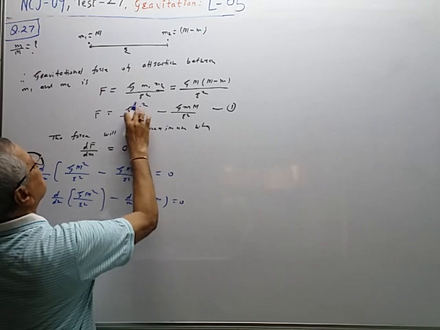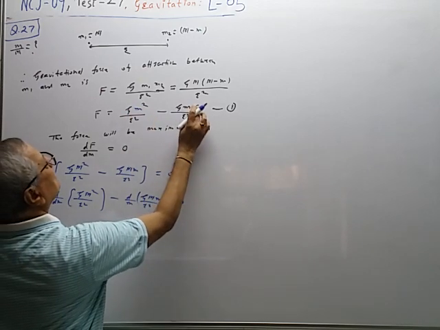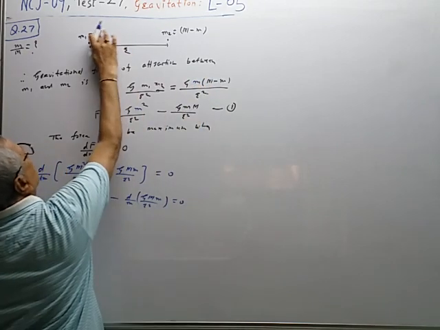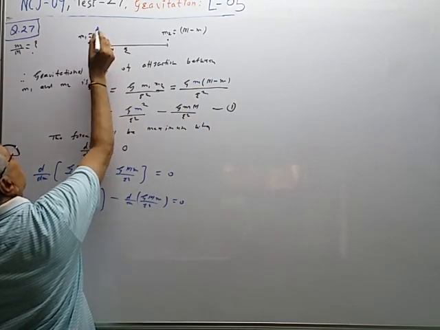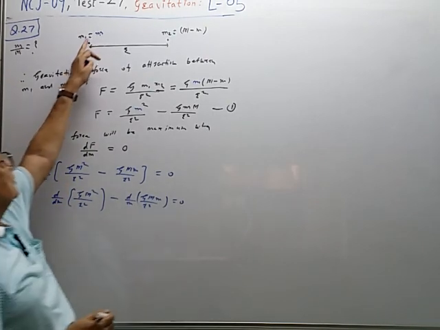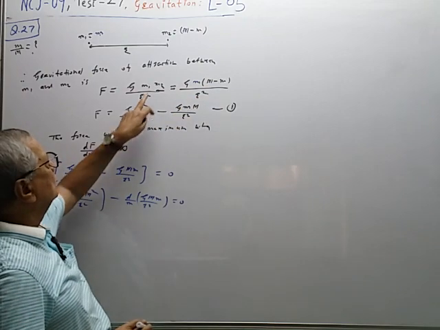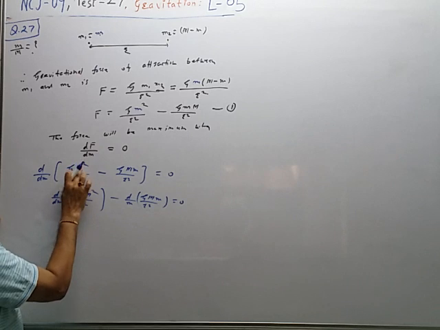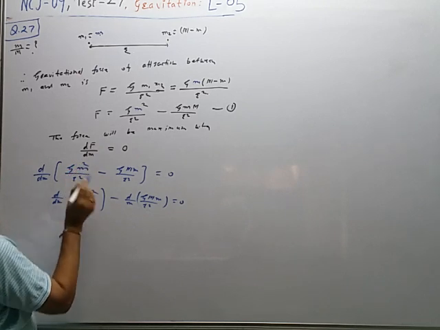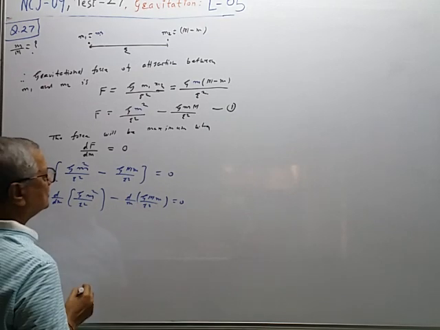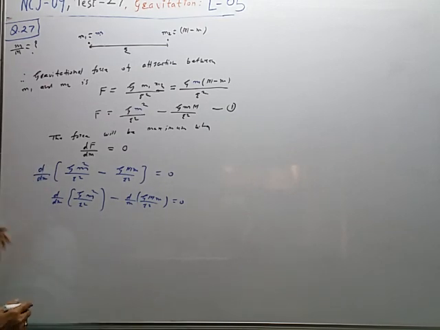So this is small m. The two masses are small m and M minus m. So we check m1 is equal to m, m2 is equal to M minus m. So m1 into m2 is equal to M m minus m square like this. And now you have to apply the rules.